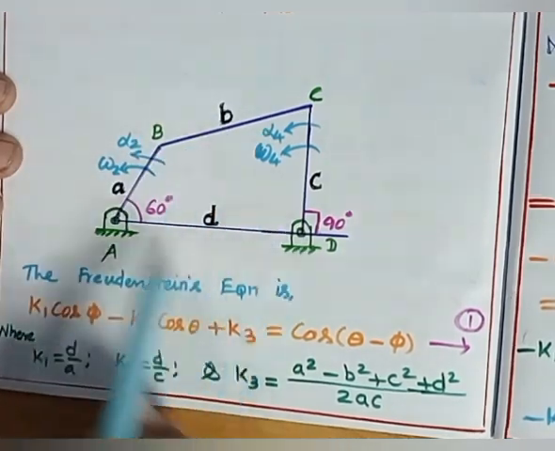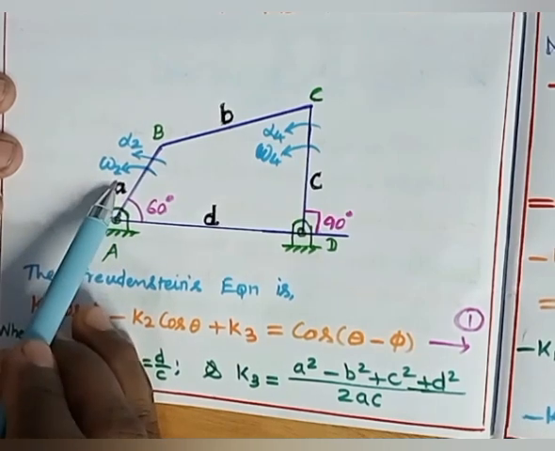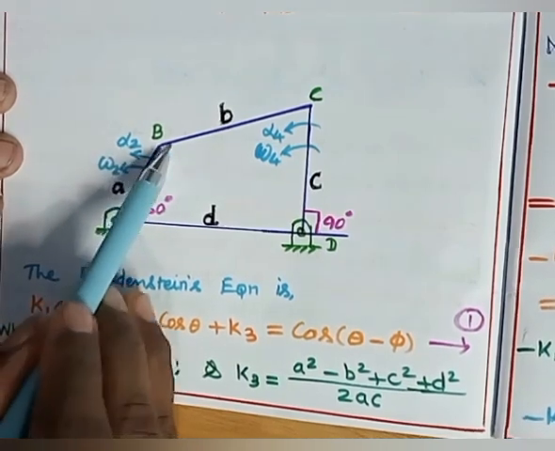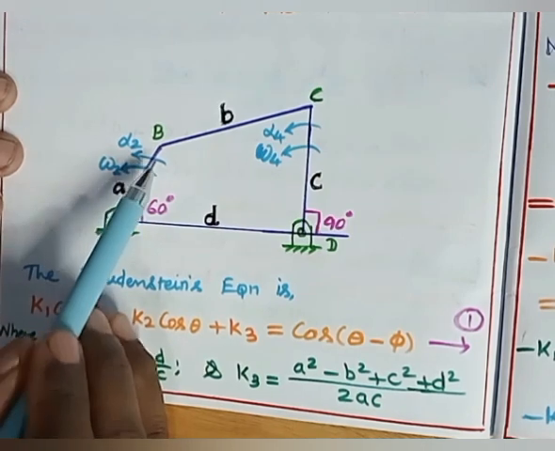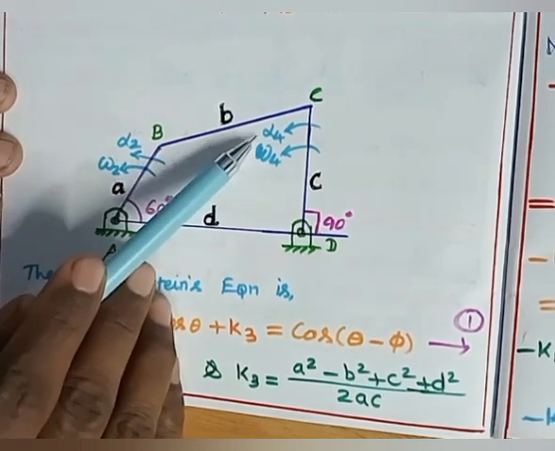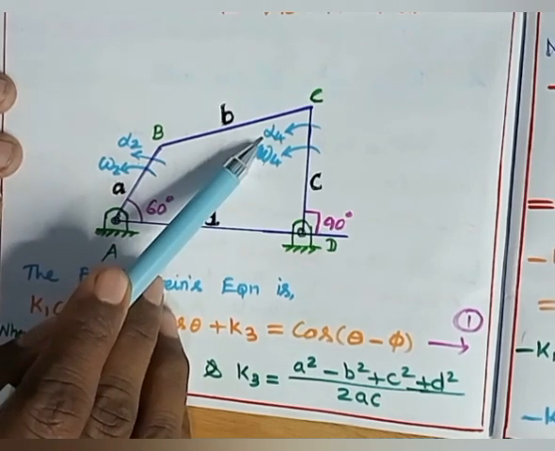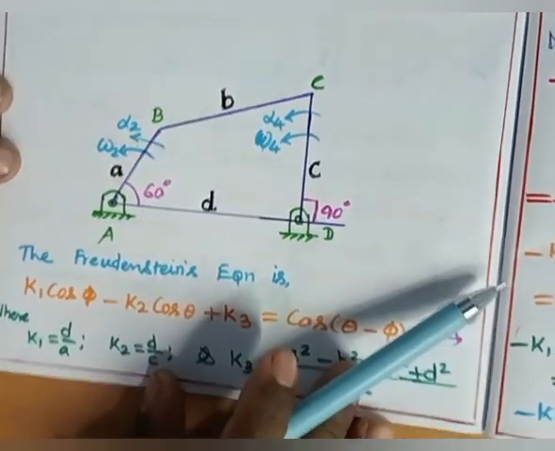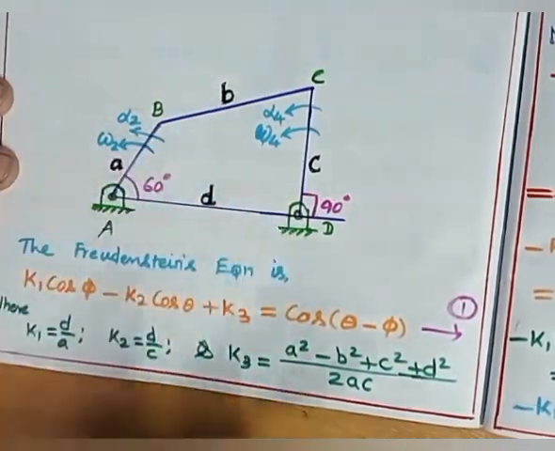Here the angular velocity of the crank is omega 2, and the angular acceleration of the crank is alpha 2, in radian per second square. The corresponding output angular velocity is omega 4 and the corresponding angular acceleration is alpha 4. Now we want to find the link lengths a, b, c, d.